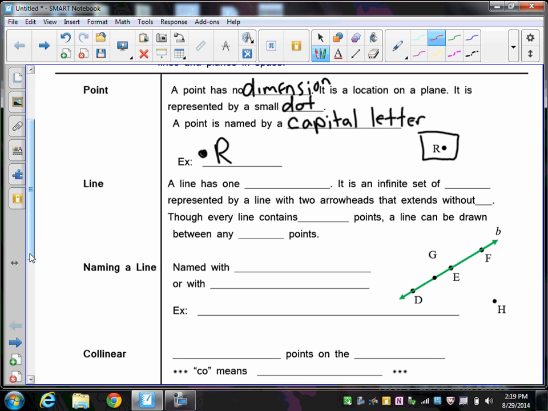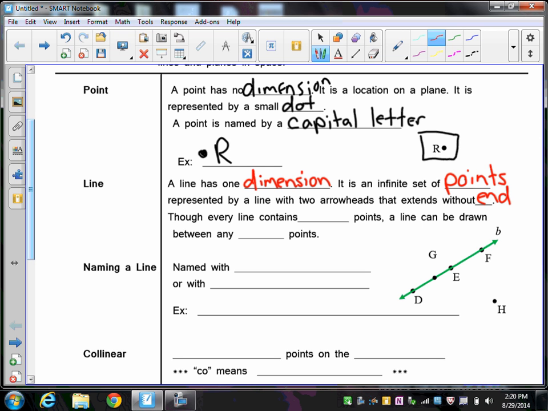We're also going to describe what a line is. A line has one dimension. So we had a point above with no dimension. A line has one dimension. A line is a set of infinite points. So there are infinitely many points, represented by a line with two arrowheads that extend without end. A line never ends in either direction.